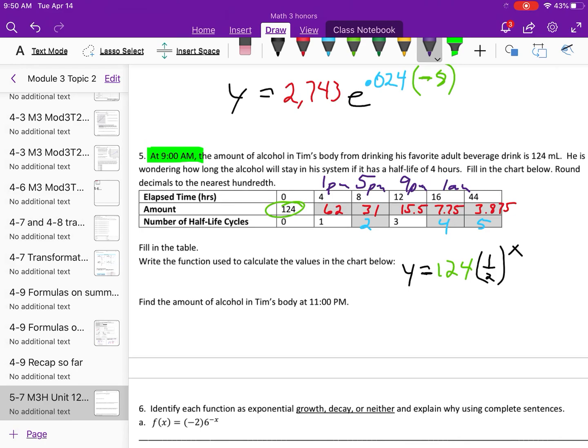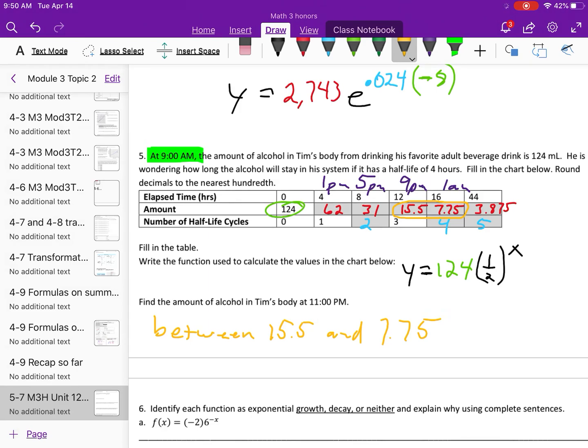So now it says, find the amount of alcohol in Tim's body at 11 p.m. Well, it is between 9 p.m. and 1 a.m. So I'm looking right here at these two. And there are actually two right answers for this. You could say between 15.5 and 7.75. That's 100% correct, and you could circle that and that could be the right answer.